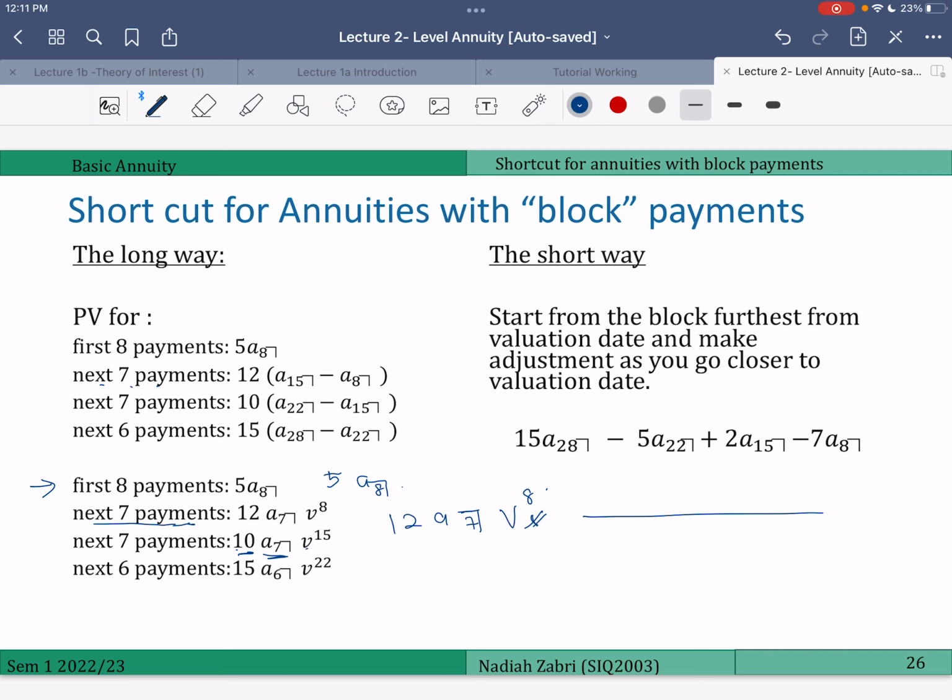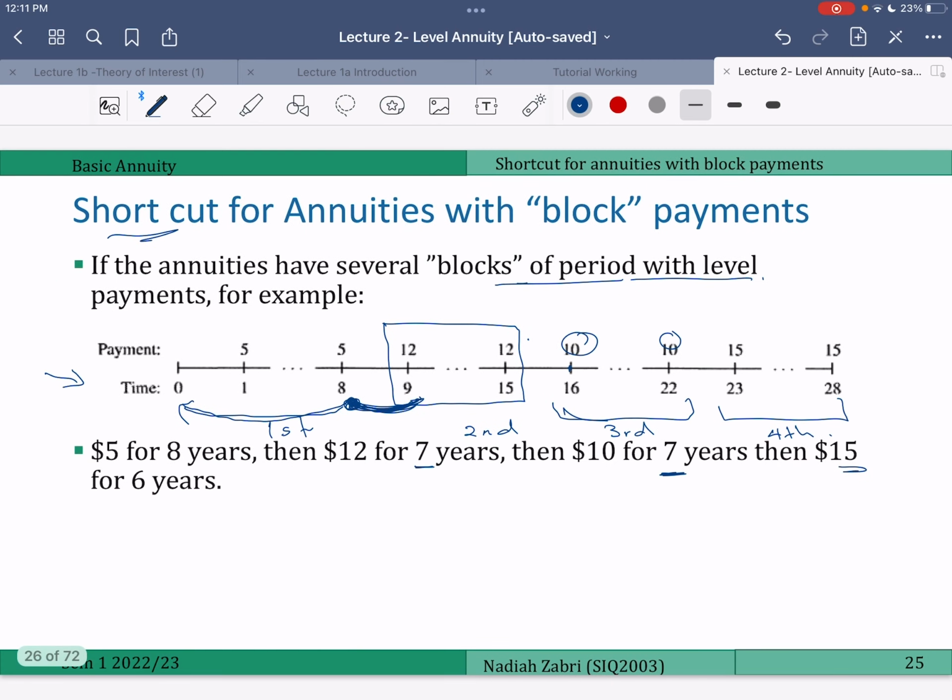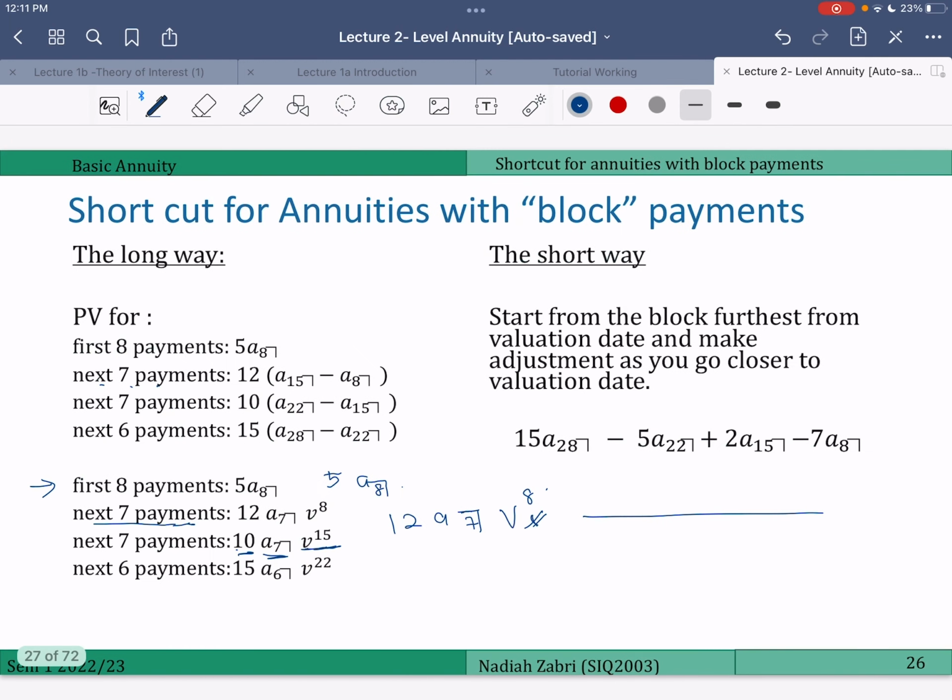But instead of discounting it for 8 years, now it is evaluated at time 15. So to bring it from 15 to 0, we have to discount for another 15 years. So that's why it's v^15. And then the next 6 payments are also done in the same way. So it's 15 A angle 6, and then we have to discount it for another 22 years.